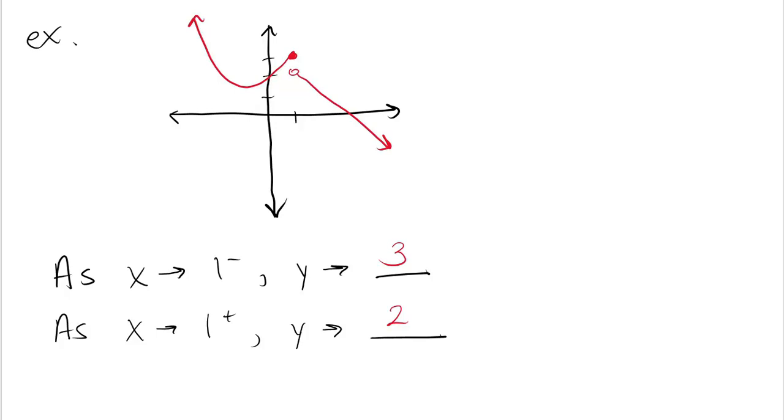And so this arrow notation gives us a way to indicate that the behavior on each side of 1 is different. On the left side, we get closer and closer to a y-coordinate of 3, and on the right side, we get closer and closer to a y-coordinate of 2.